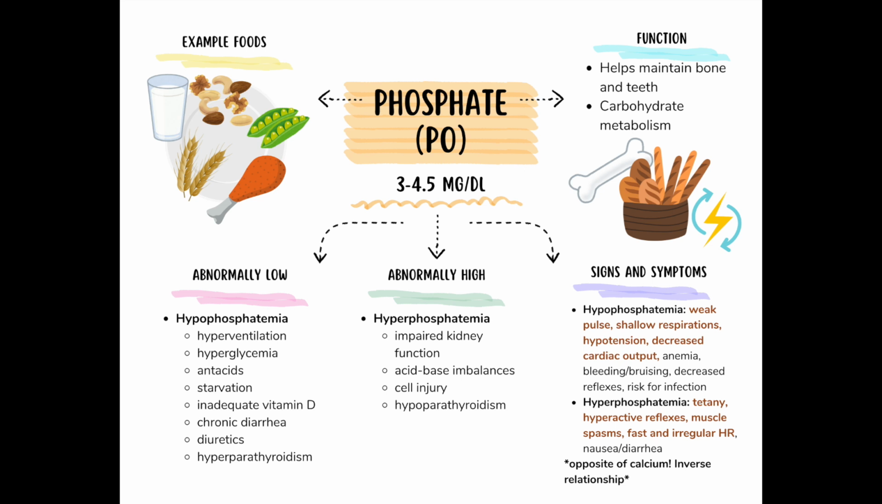Phosphate's function is helping maintain bone and teeth and carbohydrate metabolism. We know that these are very similar functions to calcium. Think of it in a way that if calcium is really high, we don't need as much phosphate, so it's low. If phosphate is really high, we don't need as much calcium, so it's low. So they almost work against each other when they're really having similar functions.